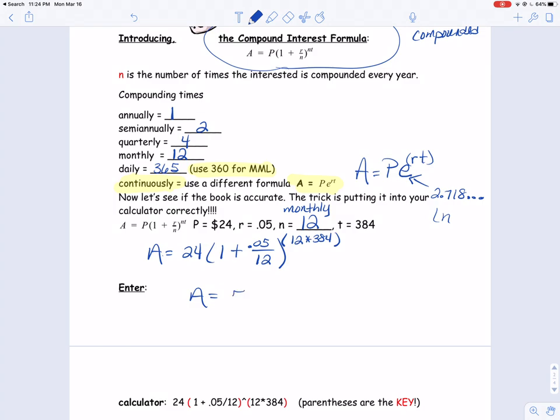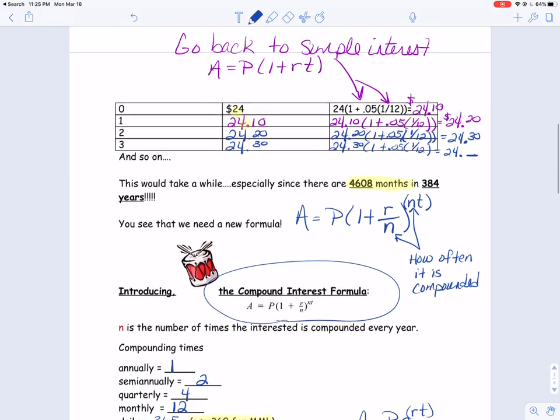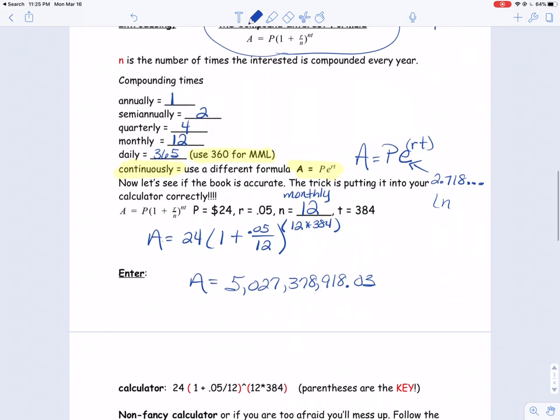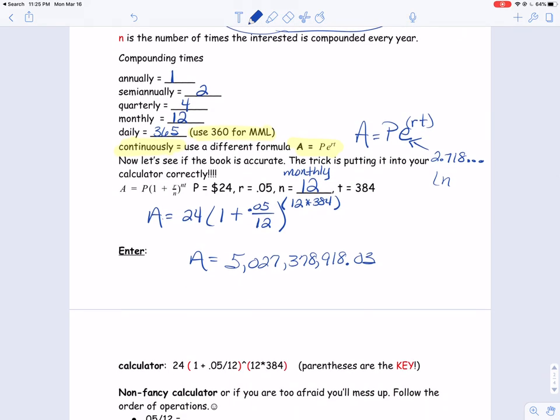All right, here's my number. 5,027,378,918.03. So that is definitely over $5 billion. So that is a huge difference. So remember, if we compounded it using simple interest, $484.80. Compounded monthly, over 5 billion.